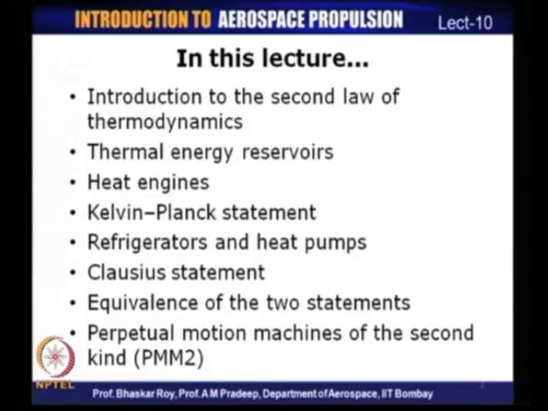Kelvin-Planck and Clausius statements are two different statements of the second law of thermodynamics, but we shall also prove that these two statements are equivalent. So, equivalence of the two statements will also be discussed. Towards the end of the lecture, we shall be discussing some interesting devices which we also discussed for the first law of thermodynamics, known as perpetual motion machines of the second kind. These are called devices of the second kind because these are devices which violate the second law of thermodynamics. So, perpetual motion machines of the second kind is what we shall discuss towards the end of this lecture.